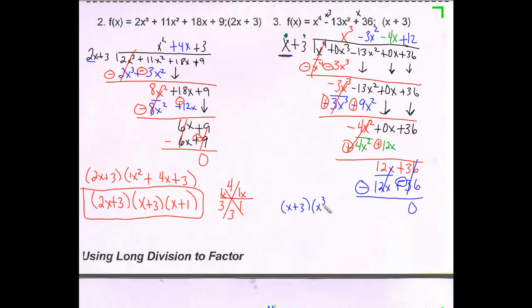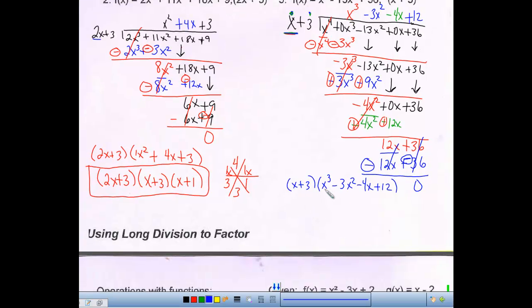And I'm left with x cubed minus 3x squared minus 4x plus 12. Now I need to factor this. There's not a GCF, and this is not a difference of two squares, and it's not a difference or sum of cubes, and it's not 3 terms. I do have 4 terms, so let's factor by grouping.